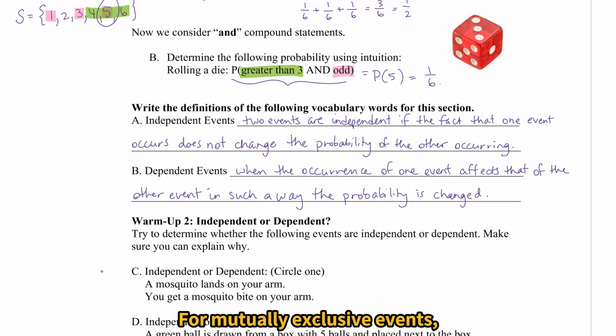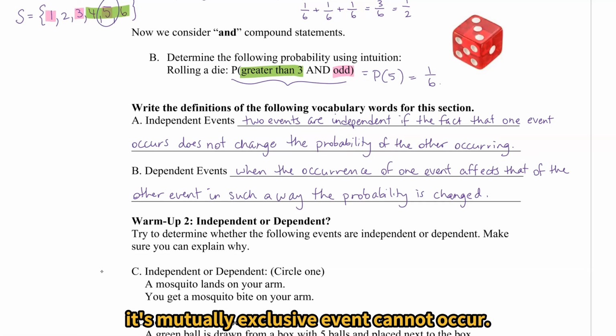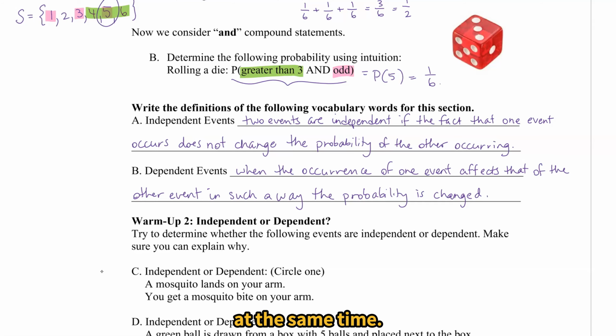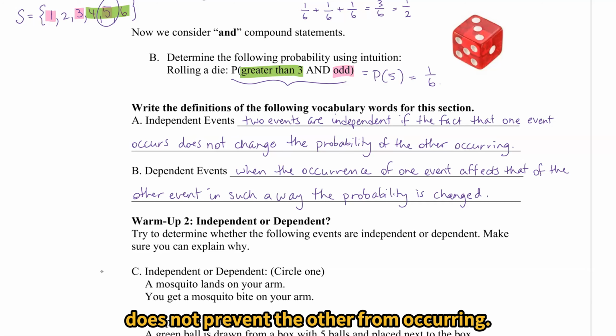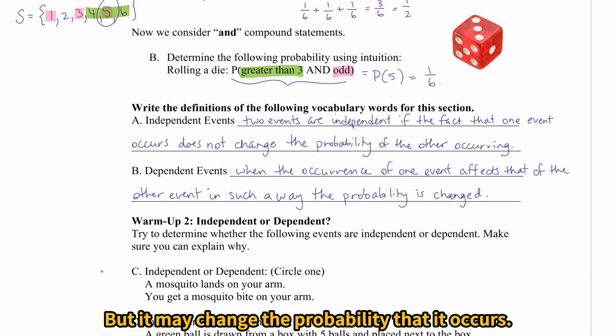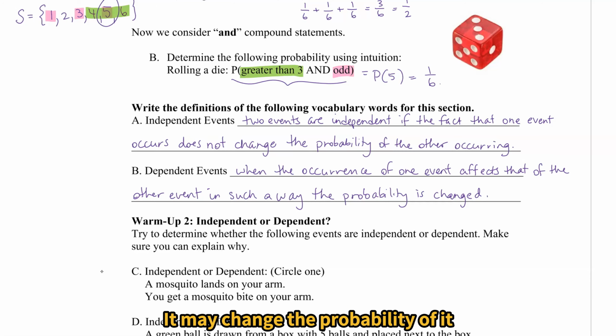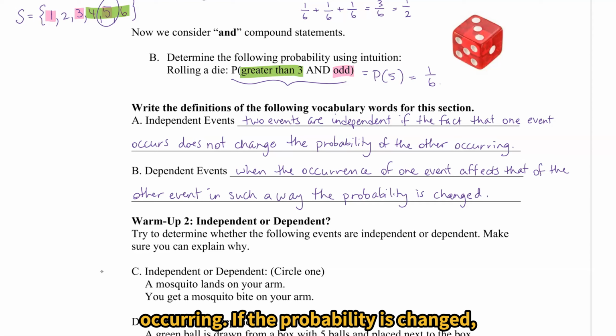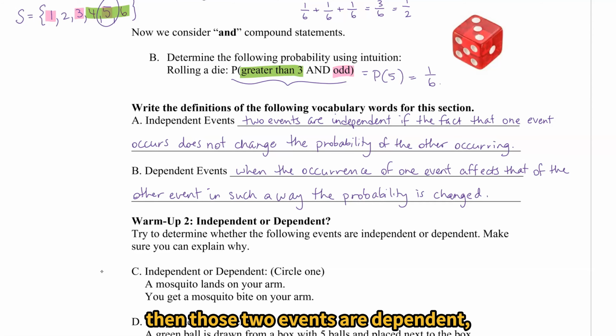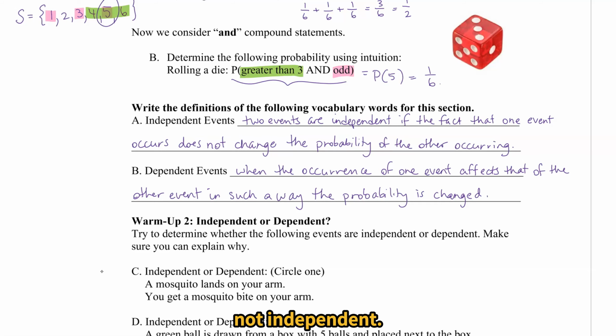For mutually exclusive events, when one event occurs, its mutually exclusive event cannot occur. It is impossible for two mutually exclusive events to happen at the same time. Because they are mutually exclusive, they have nothing in common. For independent events, one event occurring does not prevent the other from occurring, but it may change the probability that it occurs. If the probability is changed, then those two events are dependent, not independent.